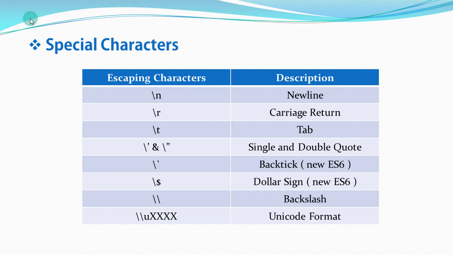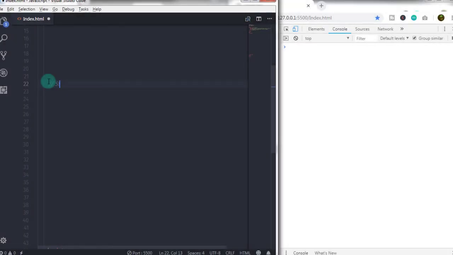Now we will take a look at how to add a Unicode in the string literal, and I will also show you how to concatenate strings. So we will first create a variable called temp is equal to 20.5.